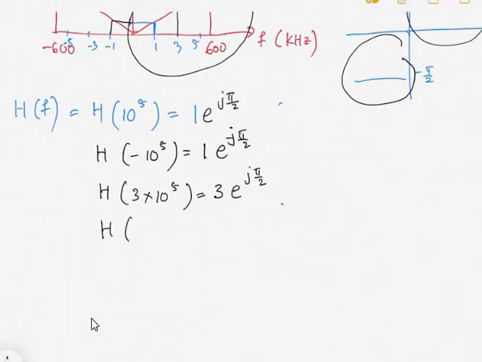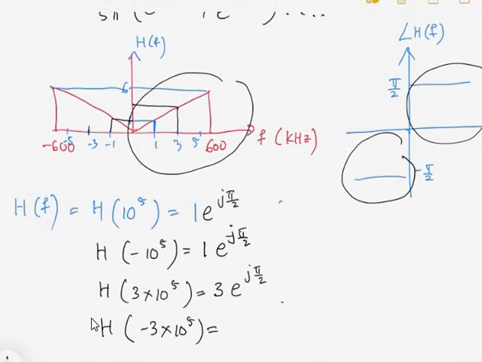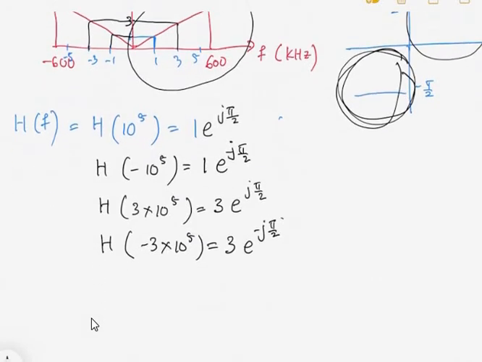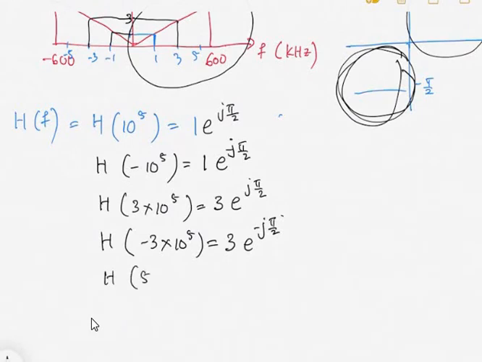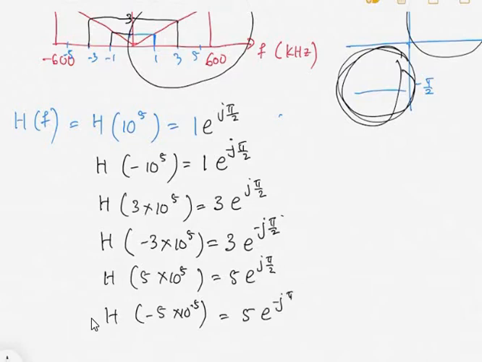And then for the negative 3, what is the amplitude? You also get 3, but the phase is negative. Okay, the phase is the negative. And then for the 5 times 10 power of 5, you get 5, and then phase is the positive. For the hash negative 5, you have again 5, but with the negative pi over 2.